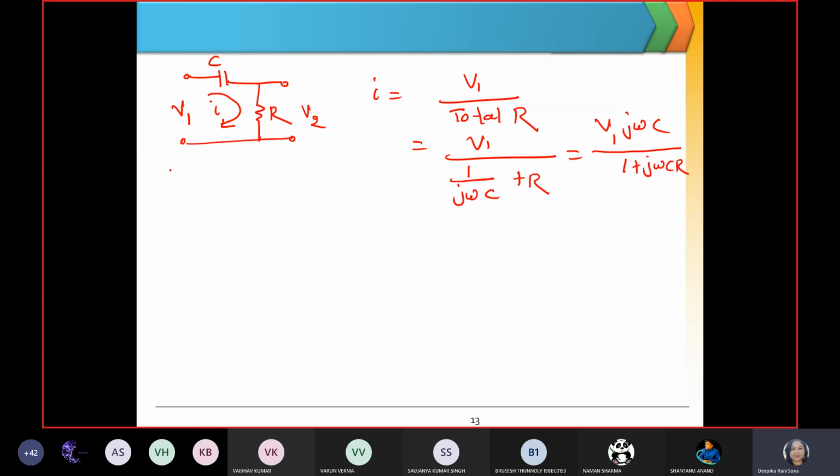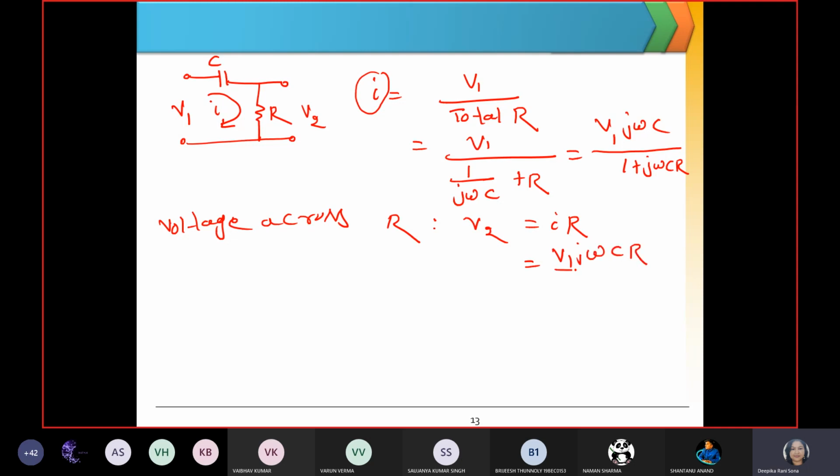So the voltage across the R is V2. The voltage across R has a value. What is that? That is V2. V2 equal to IR. Now the I value we got is nothing but V1 j omega C whole divided by 1 plus j omega CR. So R only I have to multiply here. So what is the value of V2? I will get V1 j omega CR whole divided by 1 plus j omega CR. Okay, so this thing you remember, guys.